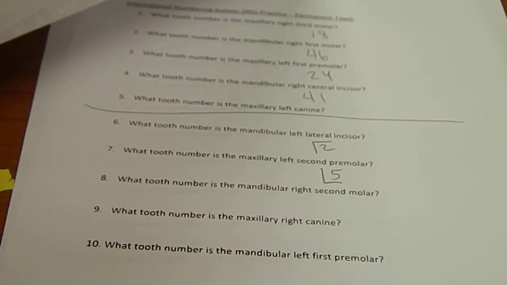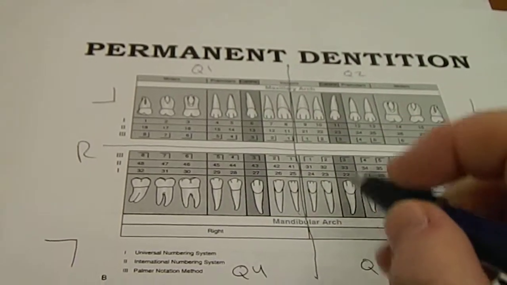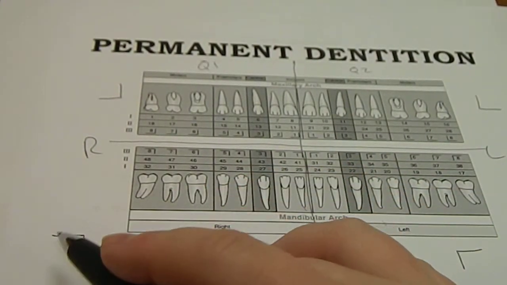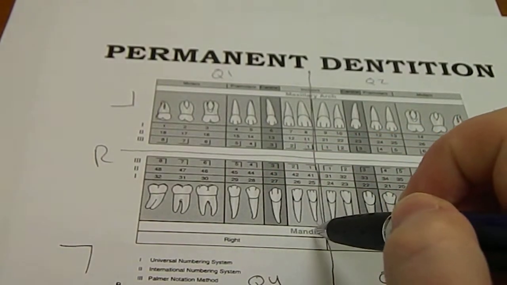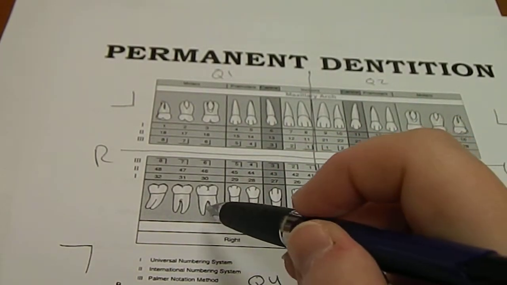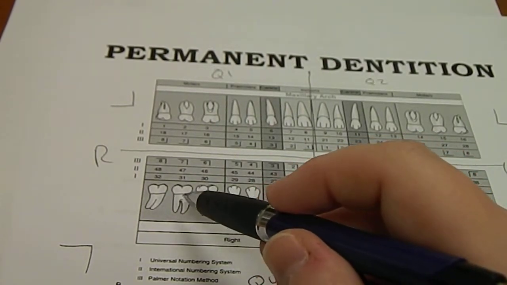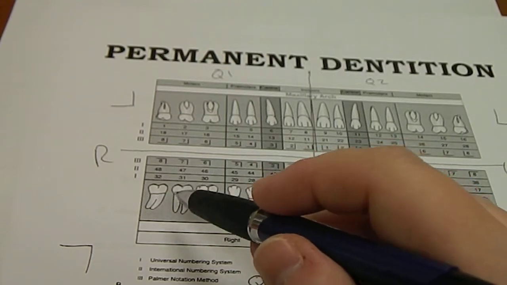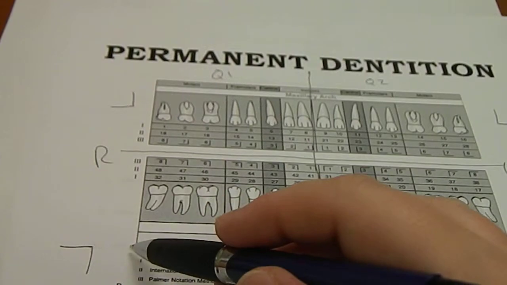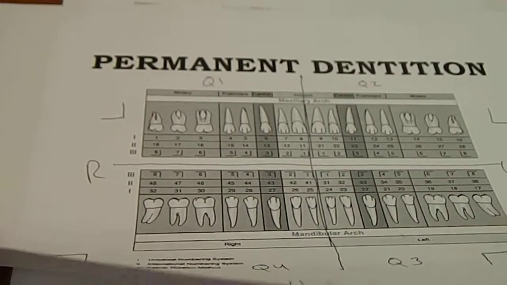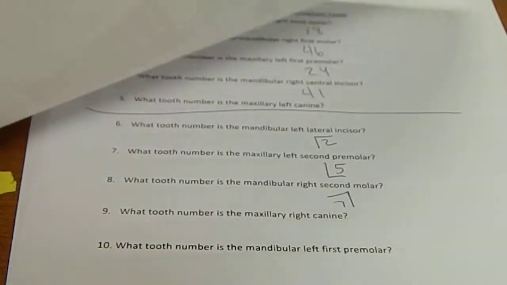What tooth number is the mandibular right second molar? So mandibular right, so we're going to have this symbol, and it's the second molar. So we're going to say 1, 2, 3, 4, 5, 6, 7. So this is number 7 for the International Numbering System and the Palmar Numbering System. And it's going to be inside this upside down L bracket. So it's going to look like this.